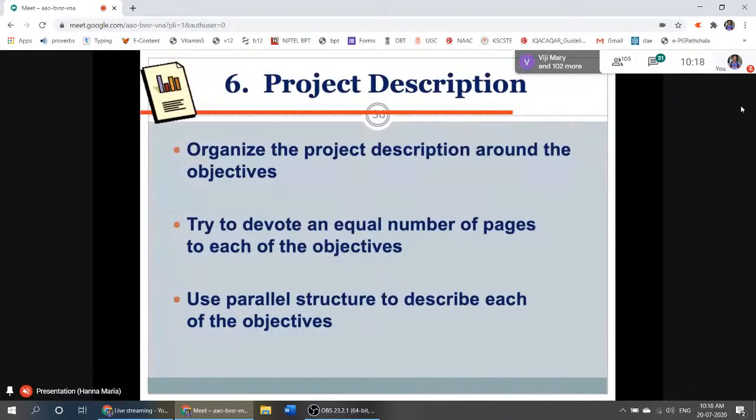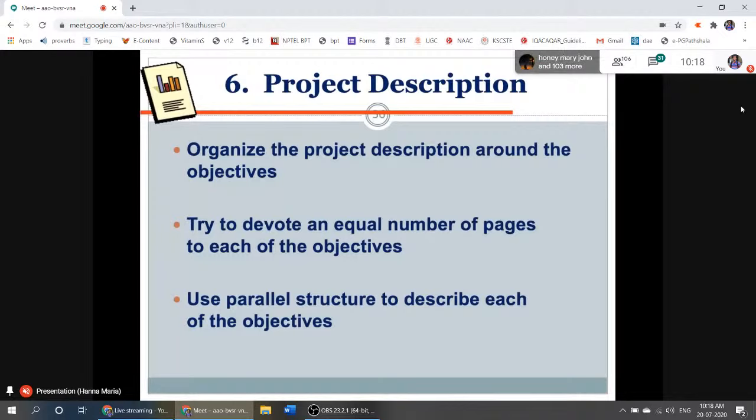Project description. Organize the project description around the objectives. That's very, very important. Try to devote an equal number of pages to each of the objectives. Use parallel structure to describe each of the objectives. So you have to organize the whole project around the objectives. It's very, very important. Don't deviate from your objectives.